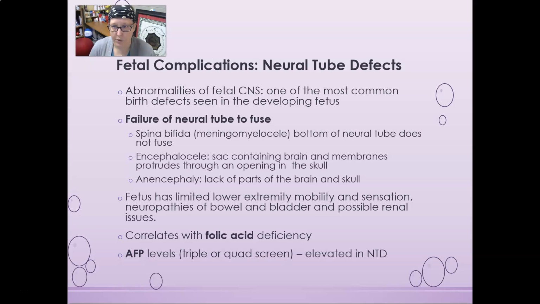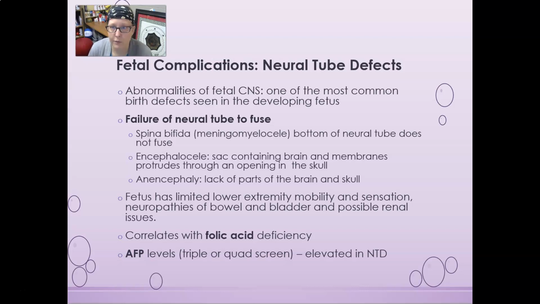Because of these neural tube defects, a fetus will have limited lower extremity mobility and sensation. It will have neuropathies of the bowel and the bladder, and possible renal issues. This is correlated with folic acid deficiency. Usually, supplementing with adequate amounts of folic acid helps prevent the development of neural tube defects. But you have to do this early on, and I would say even possibly before conception. You have to make sure the mom has an adequate amount of folic acid in her diet, or even through supplementation.